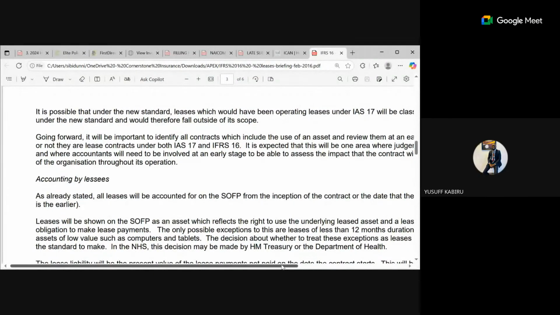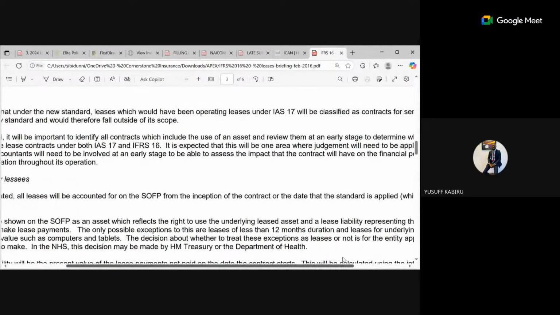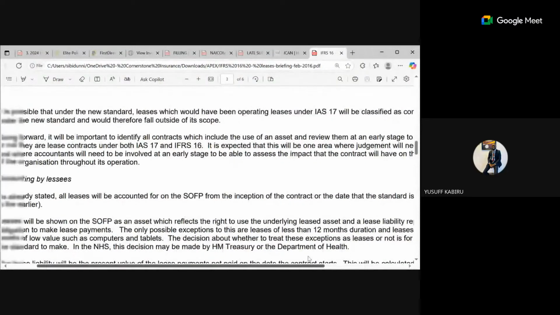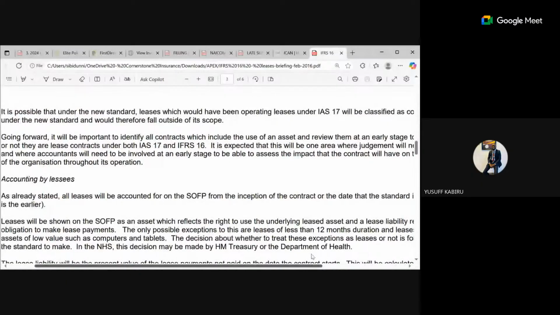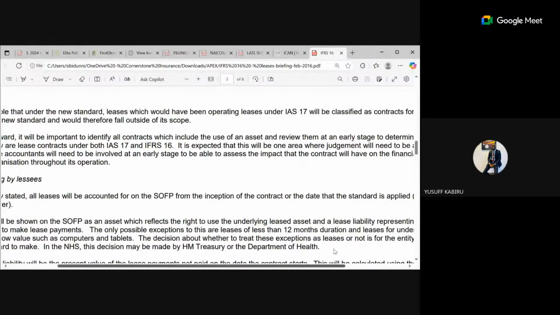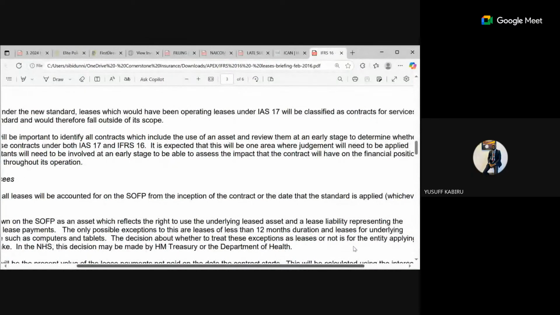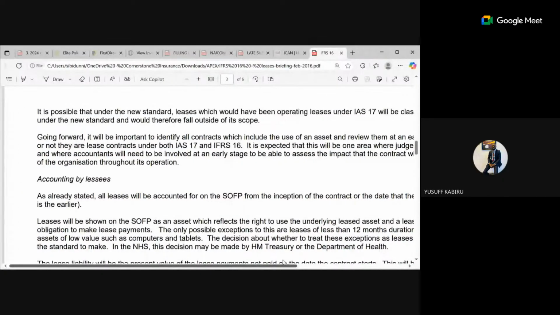Don't worry about IAS 17 because it's no more applicable. It is expected that this will be one area where judgment will need to be applied and where accountants will need to be involved at an early stage to be able to assess the impact that the contract will have on the financial position of the organization throughout its operation.